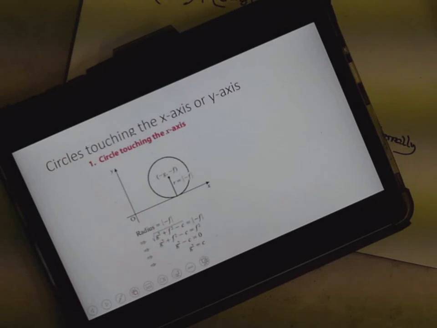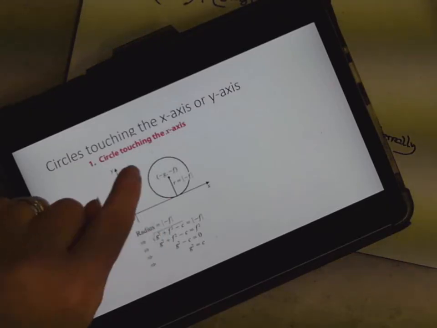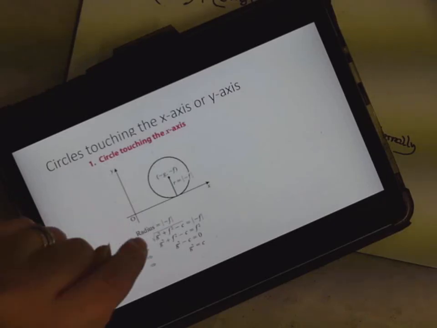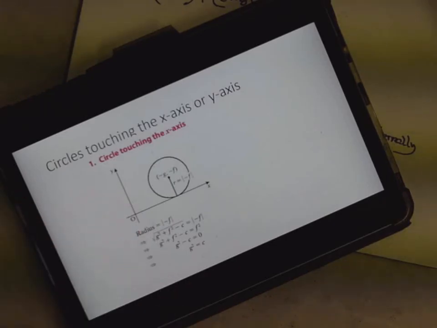Okay, the last section is circles touching the x-axis or y-axis. When I use the word touch, I mean they hit it at one point only, which means the x-axis is the tangent. I've drawn all these in the first quadrant, but the circle need not necessarily be in the first quadrant.